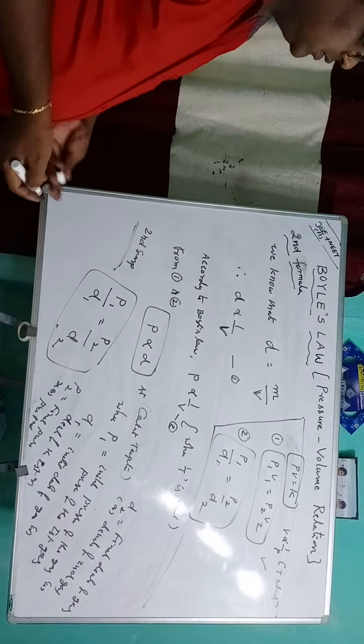Boyle's law, a very simple definition: at constant temperature, the volume of the gas is inversely proportional to the pressure of the gas, or the pressure of the gas is inversely proportional to the volume of the gas. Very simple definition. So now Boyle's law is completed. Next class, some problems on Boyle's law.